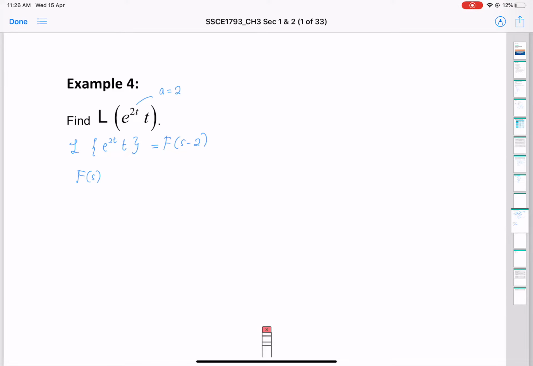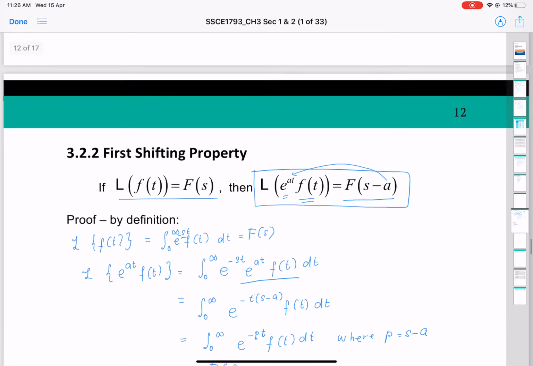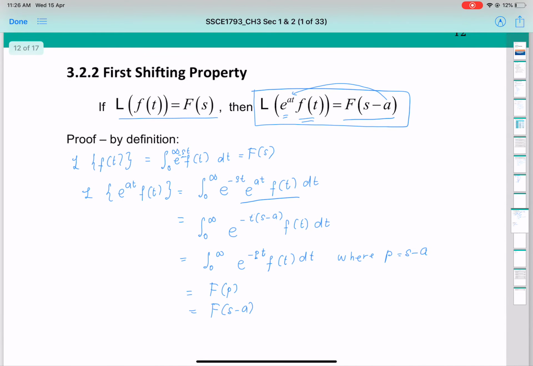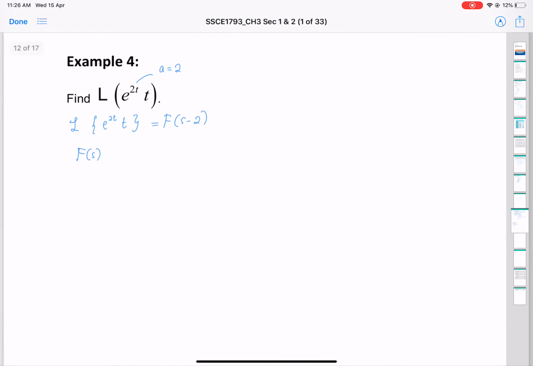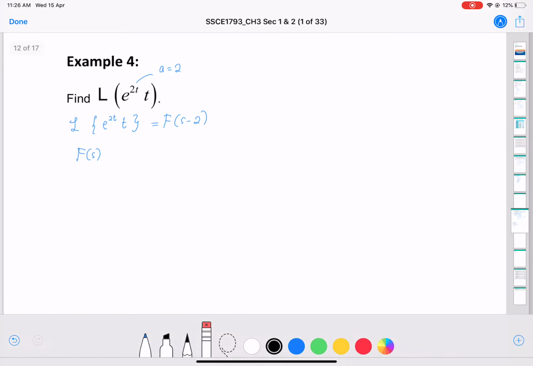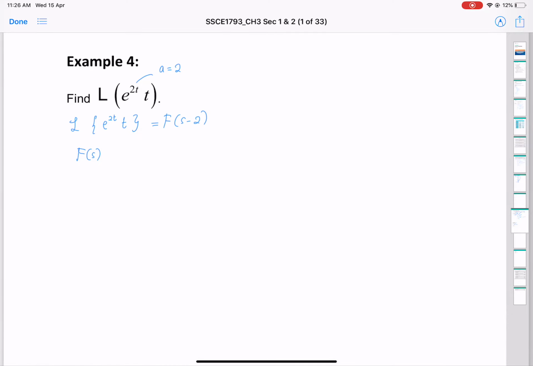So now this is your exponent. In your first shifting property, it will be exponent at multiplied by ft. So a is equal to 2, and you have to know what your ft is. So ft now is equal to t, because it should be Laplace of exponent at multiplied by ft, right? So fs is the Laplace transform of ft, and now our ft is equal to t.